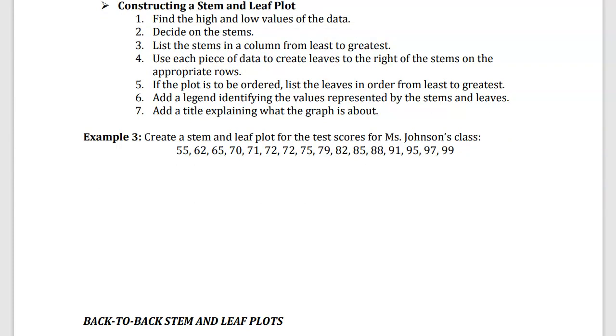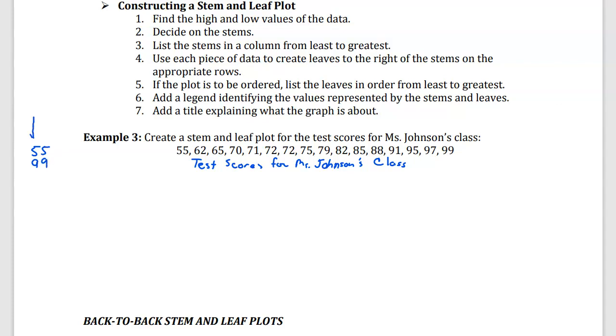But let's actually look at how to create these. First, we need to find the highest and the lowest values of our data. So we're looking at test scores for Mrs. Johnson's class. Again, I'm going to do a title: test scores for Mrs. Johnson's class. And then I'm going to identify the high and the low value. The low value is 55 and the high value is 99.